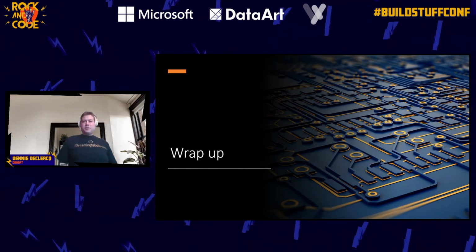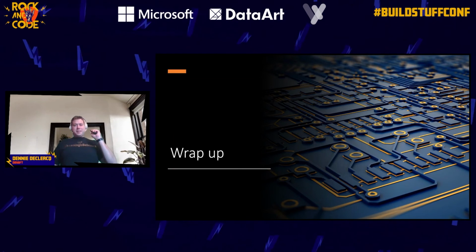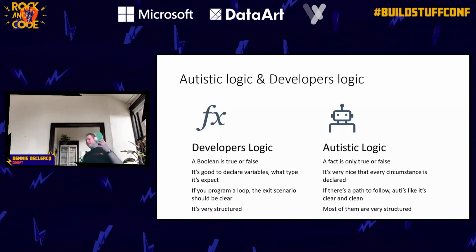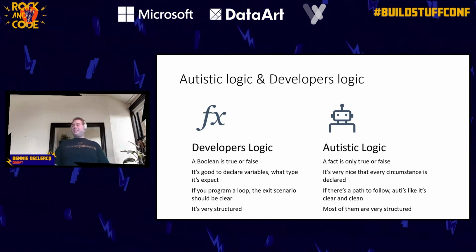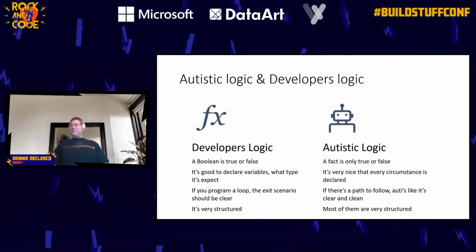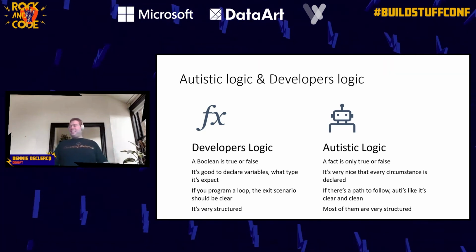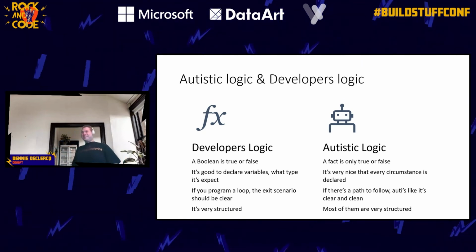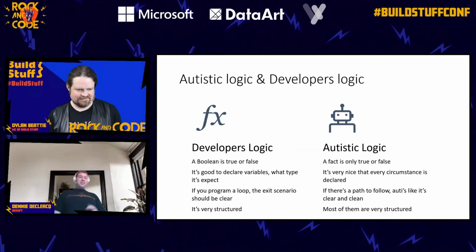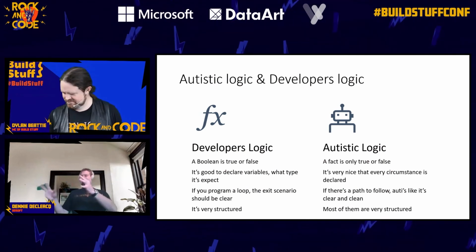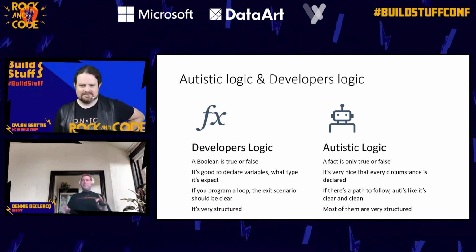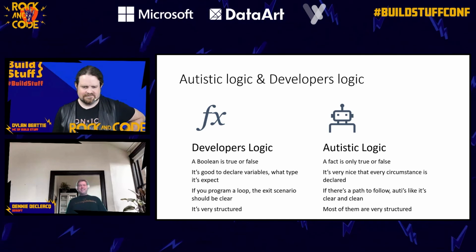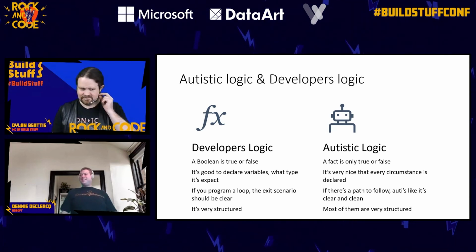I don't have a lot of time, but I want to give you one thing more. One of the slides of my very first conference talks, and all the people love it. I want to compare autistic logic versus developers' logic. I know a lot of people love it. For developers, a boolean is only true or false. In autistic logic, a fact is only true or false. It's good to declare variables. And what type is expected? I know there are var developers. I'm not one of those. As I said, as a person with autism, it's nice that every circumstance is declared. If you program a loop, the exit scenario should be clear. If there's a path to follow, autistic people like it clear and clean.